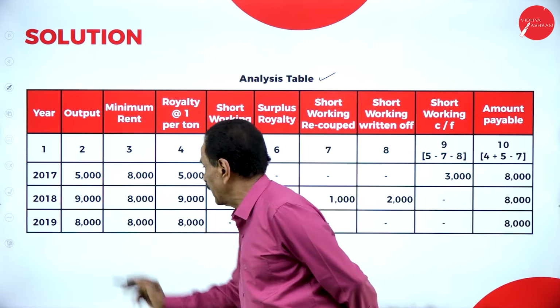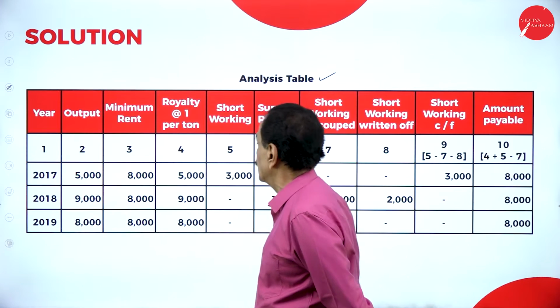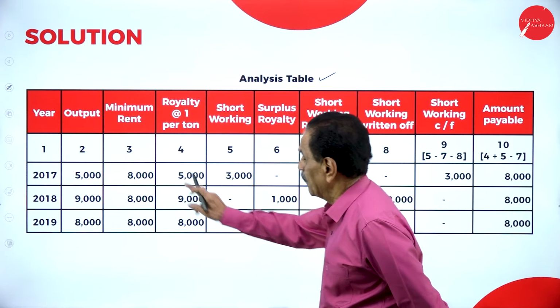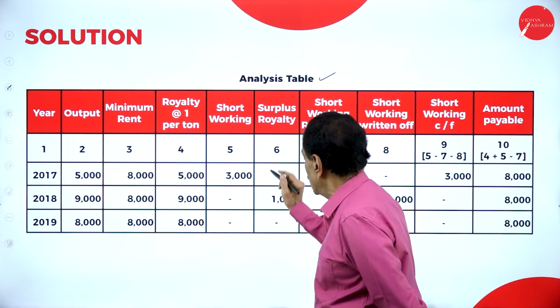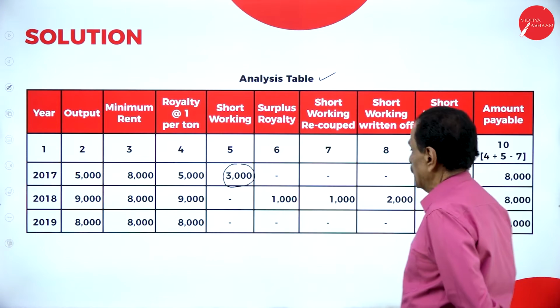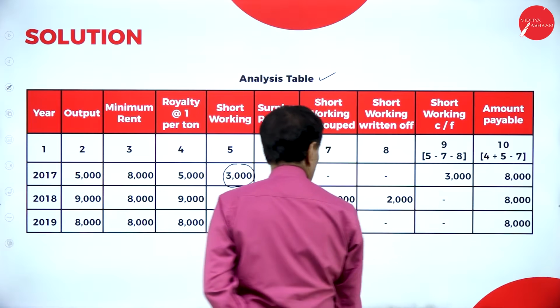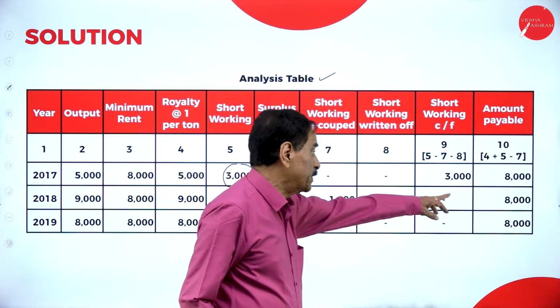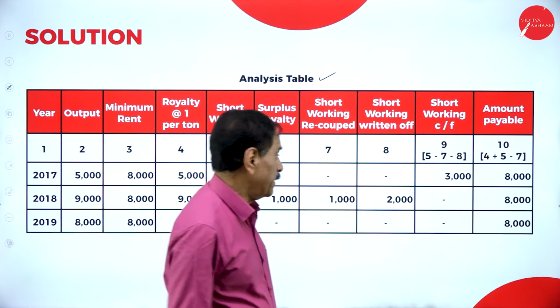What's your output? 5,000. Minimum rent 8,000. Royalty per ton 1 rupee. 5,000 into 1 is 5,000. There was a shortage of 3,000. There is no surplus, no recoupment, no lapse. Carry forward is 3,000. Paid to landlord is 8,000.